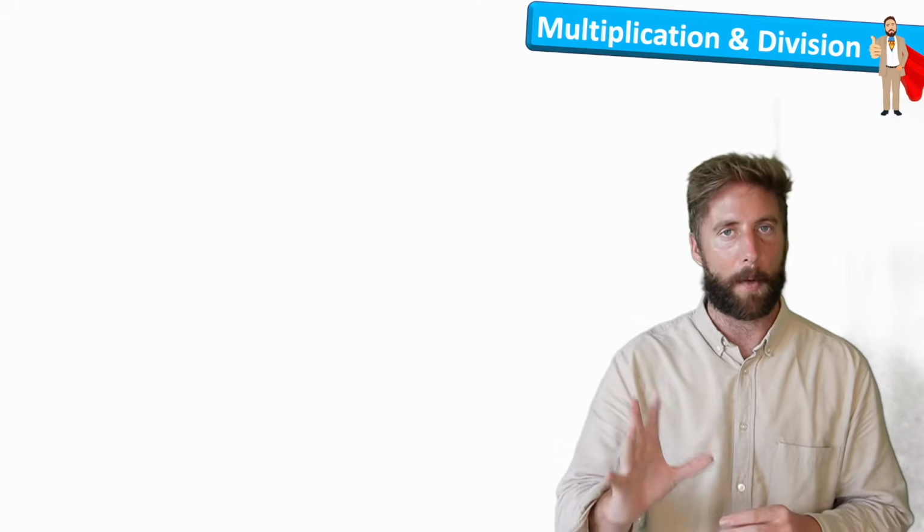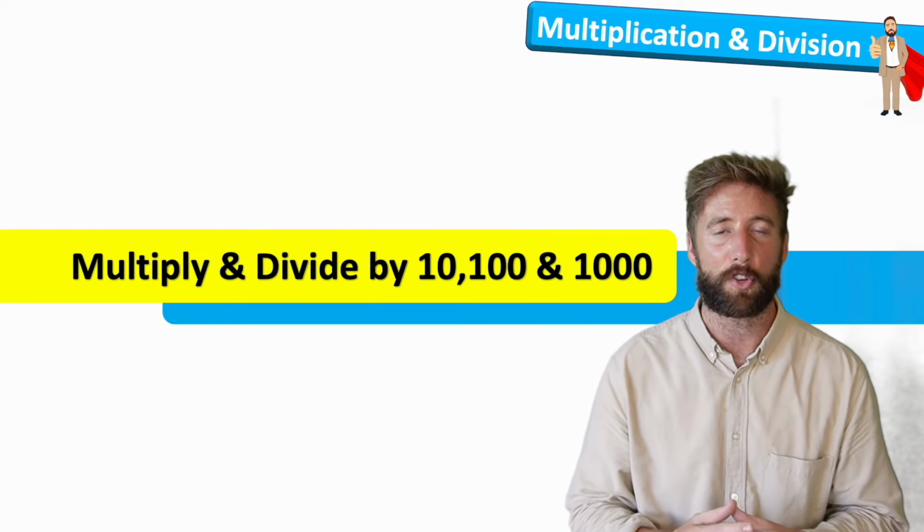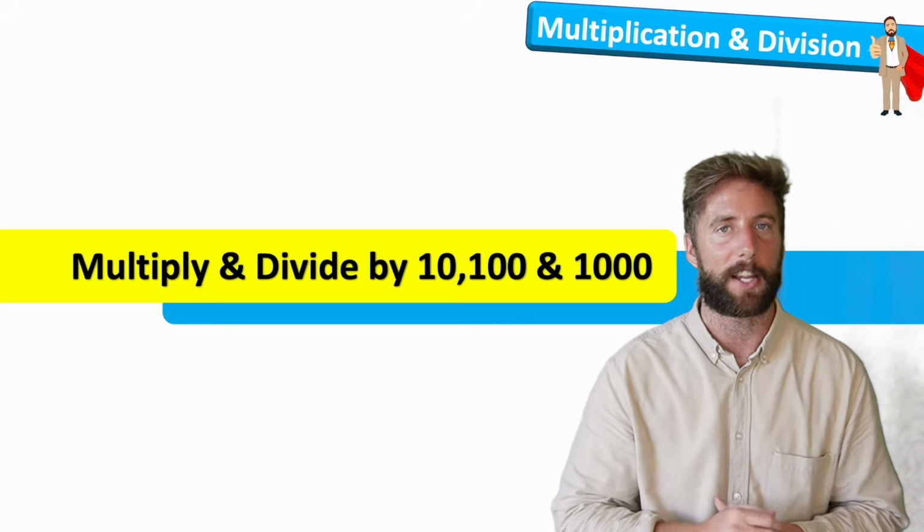Good luck. All right, now we're going to look at multiplying by 10, 100 and 1,000. That might seem tricky, but there's a really good trick to do with our place value knowledge. Let's jump into it.